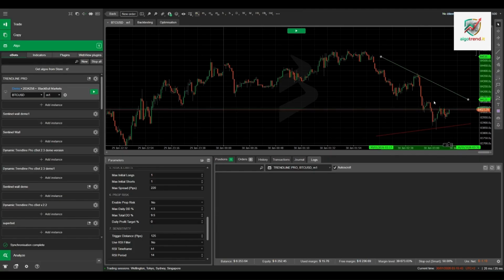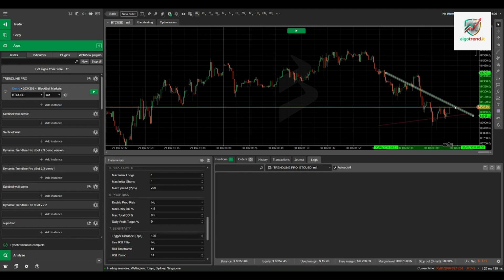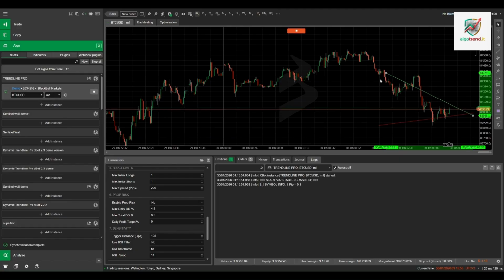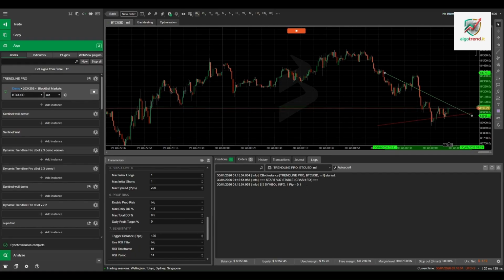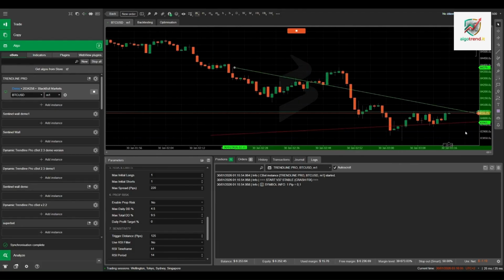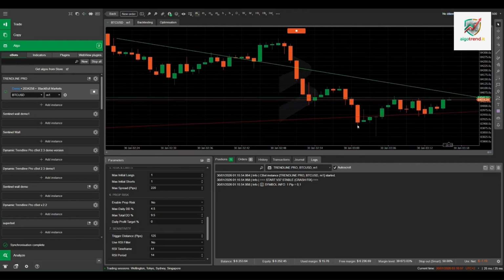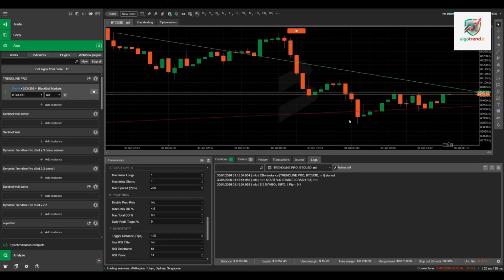Let me move the trend lines a bit closer to price so we can better observe the behavior. Now, it's very important to understand the confirmation logic. If you select time duration as the confirmation method, the cBot will measure how long price remains beyond the breakout level before validating the trade. This helps filter out false breakouts and ensures the move has real strength before entering the market.